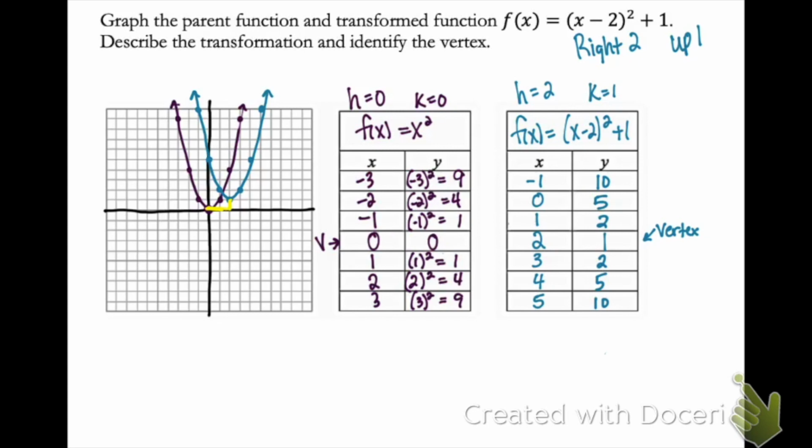So you always want to double check your graphs this way, especially on your unit exam. It's so easy to accidentally go left instead of right, and if you'll just double check it this way, you'll really save yourself a lot of time.